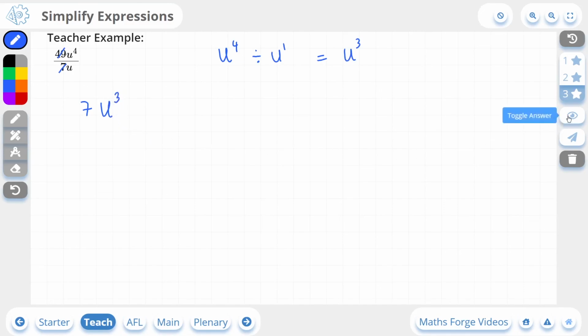And if we check our answer, there it is. And that's it for the lesson on simplifying expressions.